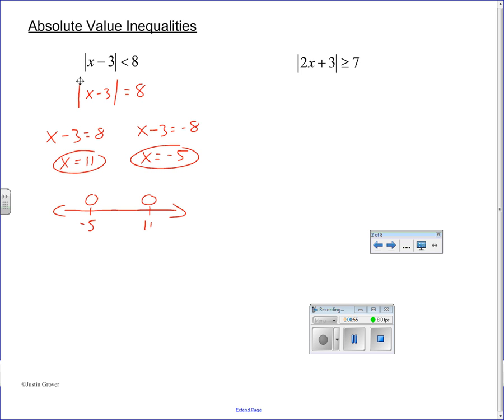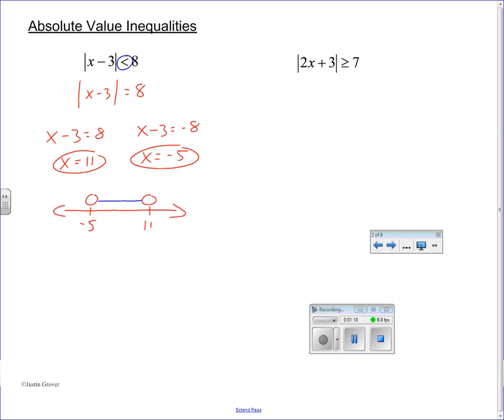The symbol in the original problem is a less than symbol. Less than, we do not circle in the circles. If we're less than or equal to, they would be closed. In this case, they're open. And there's two rules you need to remember. If the symbol is less than, the bar goes between them. If it's greater than, you have two separate arrows pointing in opposite directions.